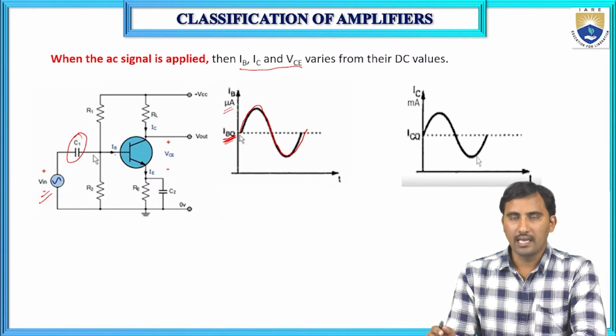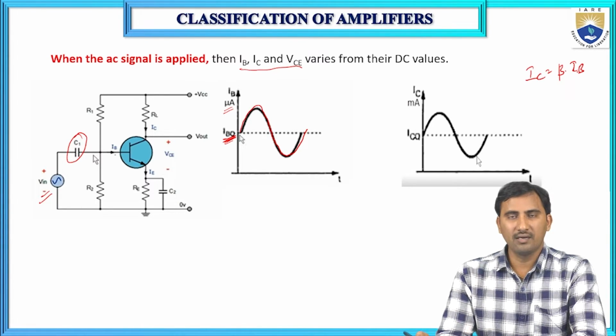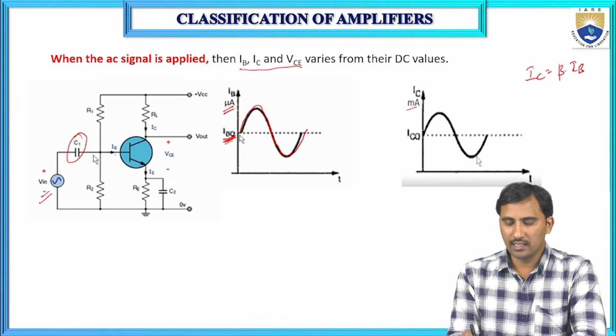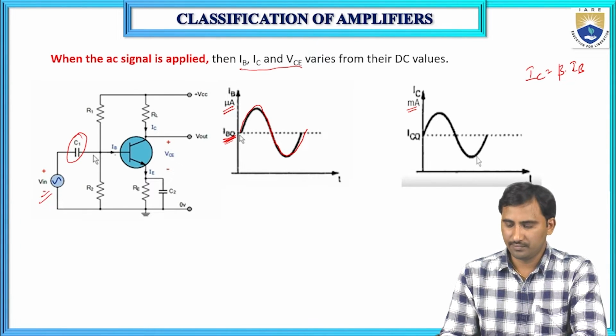And the next one is the collector current. Because IC is equal to beta times IB, IC and IB are directly proportional. That's why IC and IB have the same shape. But the difference is that IB is in microamperes and IC is in milliamperes, because IC is equal to beta times IB. So that's why the collector current will be in milliamperes.